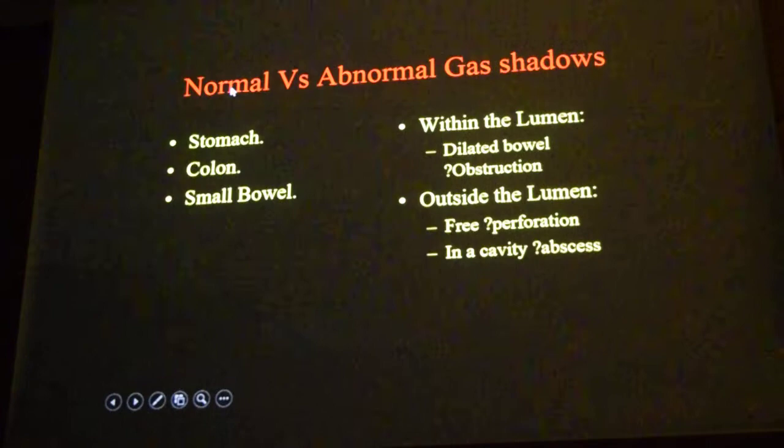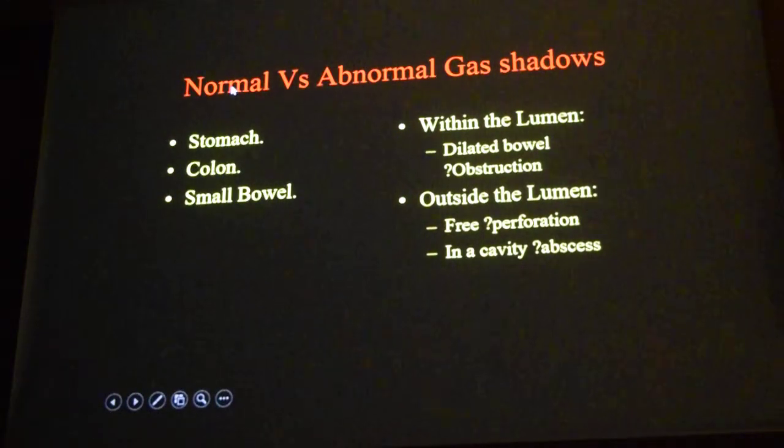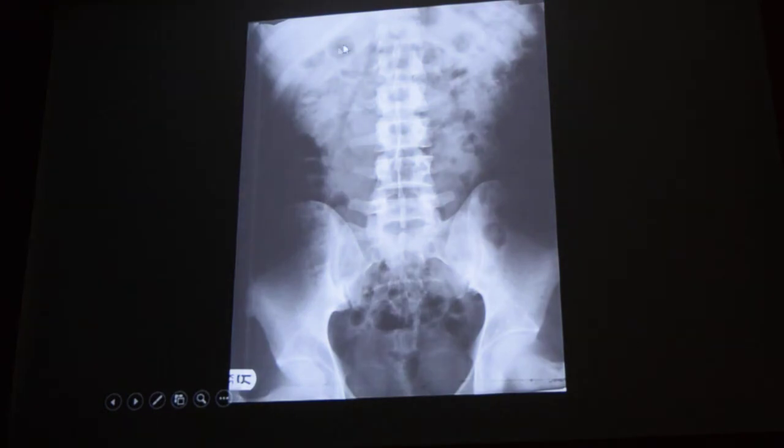Okay, so we must identify which gas shadows are normal and which are abnormal. You can have air in the stomach, in the colon, in the small bowel. If I go back, you'll be able to see some air here, some air here. If you see air at the periphery, it is more likely to be in the colon. And if you see the air in the center, it is more likely to be in the intestines.